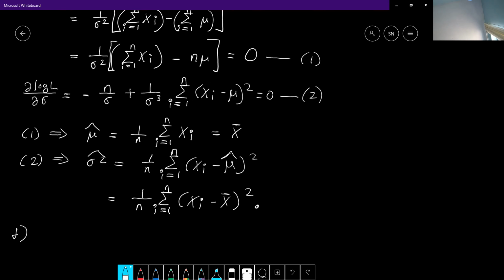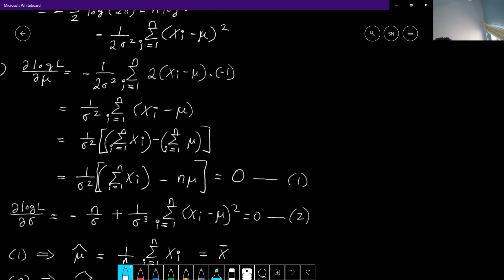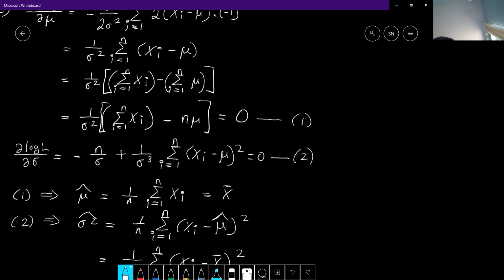Now to check the conditions, we need to first find the partial derivatives, right? So let's see how we can do it. The first thing is you need to find the partial derivative with respect to mu. We know the partial derivative with respect to mu is this one here. Now the second order partial derivative of this one will be, if you work it out, it's not difficult. I'm sure you guys know better than me how to differentiate things.